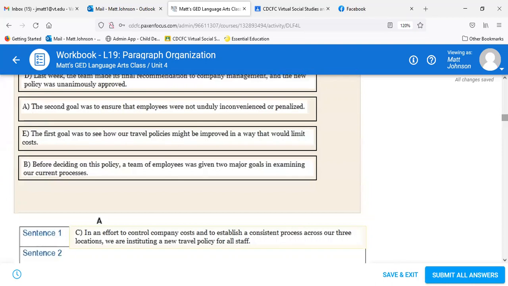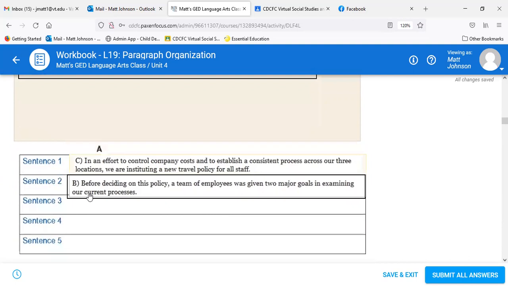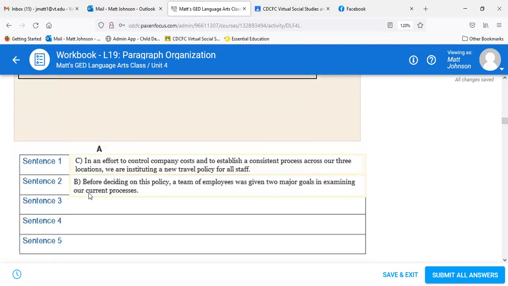What looks like would work best for the second sentence? D. D, "Last week, the team made its final recommendation to company management." That might be later on. B, as in boy. B would look better, right? So first we're talking about a new travel policy. Then secondly, before deciding on this policy, a team of employees was given 2 major goals in examining our current processes. This will probably be starting to set us up for what might come next, right?